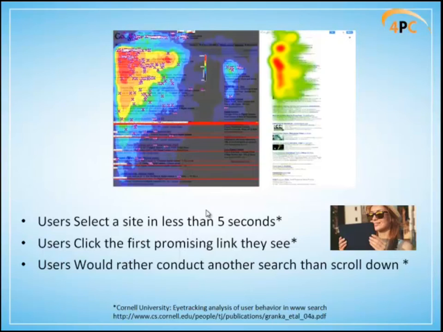Here's a couple of quick facts, and this may be relevant to everyone looking at this. A user will select a site in less than 5 seconds. As you Google search a practice or an optometrist, ophthalmologist in your area, you're not going to spend time going through page after page, right? You're going to select the first one that looks promising, and you're not going to scroll down.